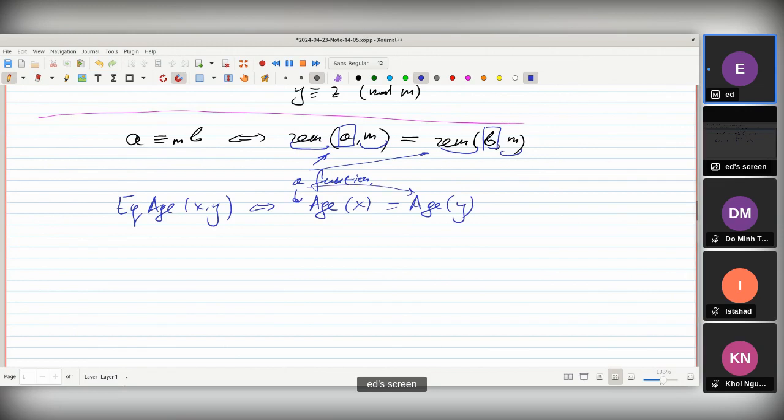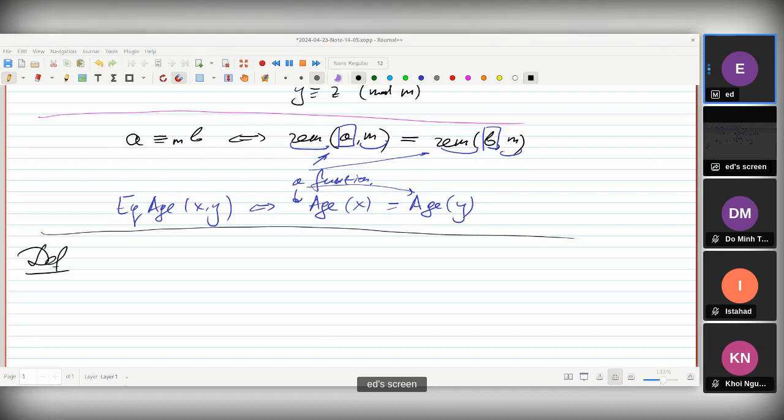And this situation is general. I won't prove it now; while it is not that hard to prove, it is somewhat abstract. But I'll just give you the definition. For every function, we have a special binary relation, some special equivalence concerning this function. This is known as the kernel of that function.